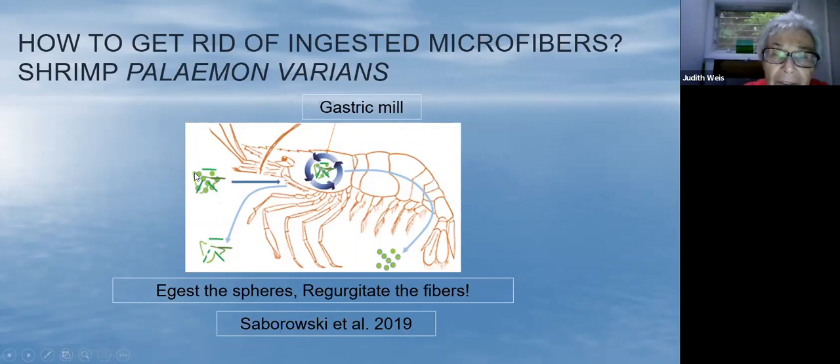So this whole mixture comes in through the mouth. Here's the gastric mill that's sorting them out, sending the spheres out to be pooped out. And meanwhile, the microfibers are getting regurgitated. So this is an animal that is separating out the spheres from the fibers and sending them different ways in its digestive system. I thought this was really cool.